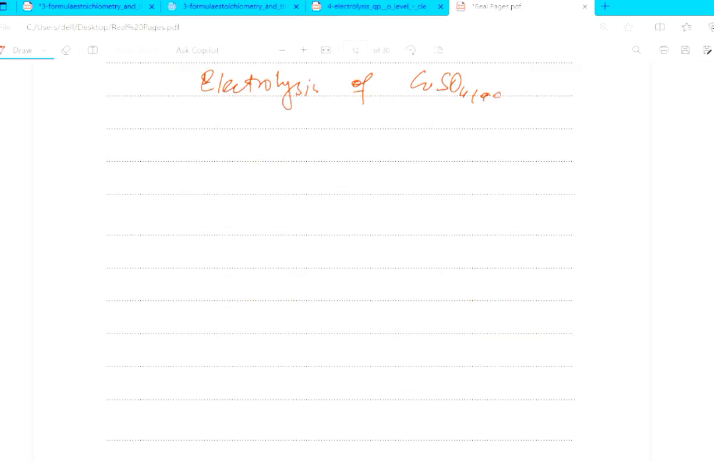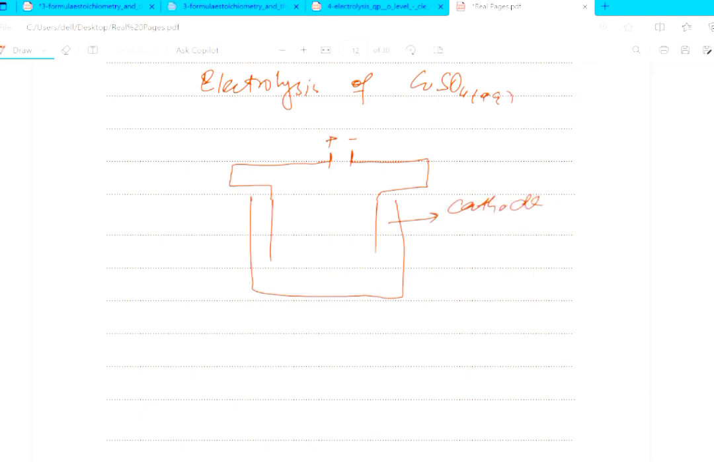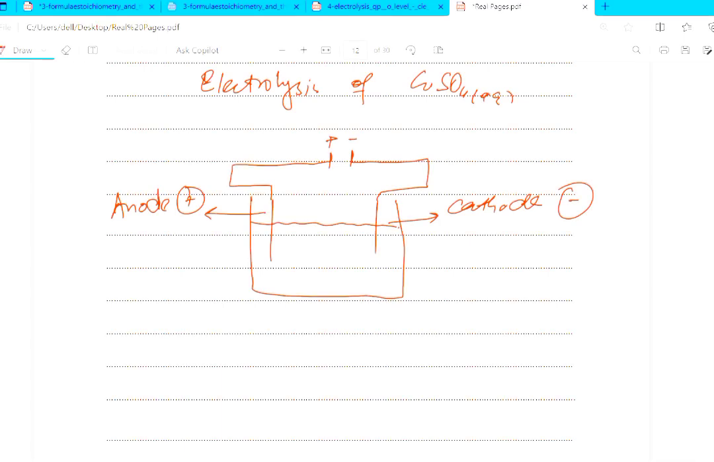Copper sulfate aqueous. Very simple. Over here we write all of those four steps after drawing the diagram. Plus charge, minus, this is the battery, this is the cathode. Minus charge, this is the anode, it has plus charge. And here is the electrolyte, which is copper sulfate aqueous, dilute.